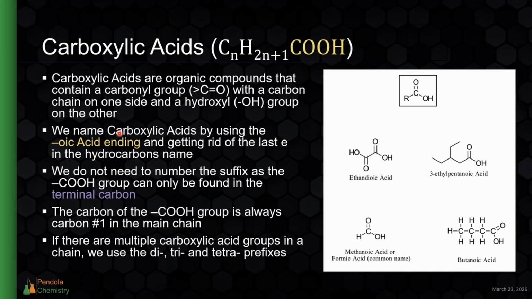So carboxylic acids are easy to spot when we have the names because they're literally going to end with the word acid. So we're going to use an oic acid ending to symbolize a carboxylic acid, getting again rid of the last e, and because they're on the alkane, and because they're terminal, we don't need any numbering for it. The carbon on the carboxylic acid is always going to be carbon number 1. So in this case, the COOH, that's carbon number 1. COOH, this is carbon number 1. COOH, this is carbon number 1. It's really the only carbon.